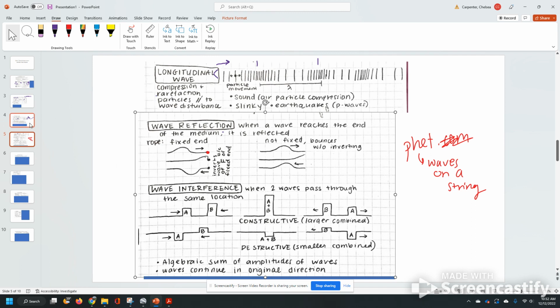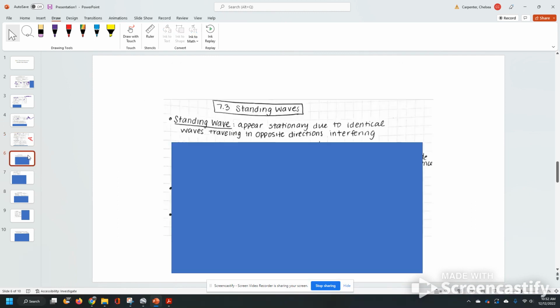Okay. All right, that's it for 7.2. Let's move on to 7.3. In 7.3, we're going to talk about standing waves. So standing waves appear to be stationary due to identical waves traveling in opposite directions.